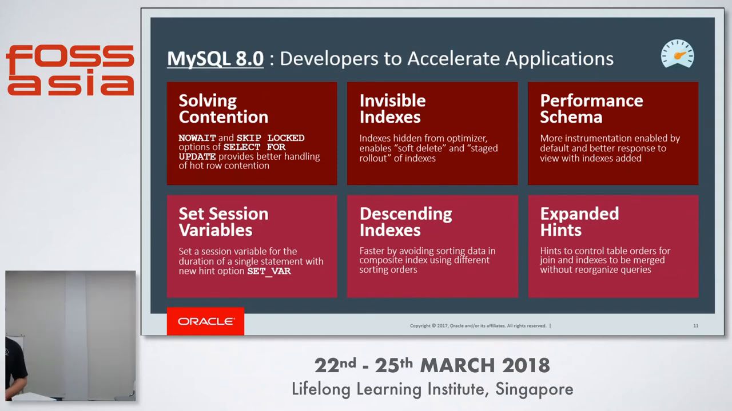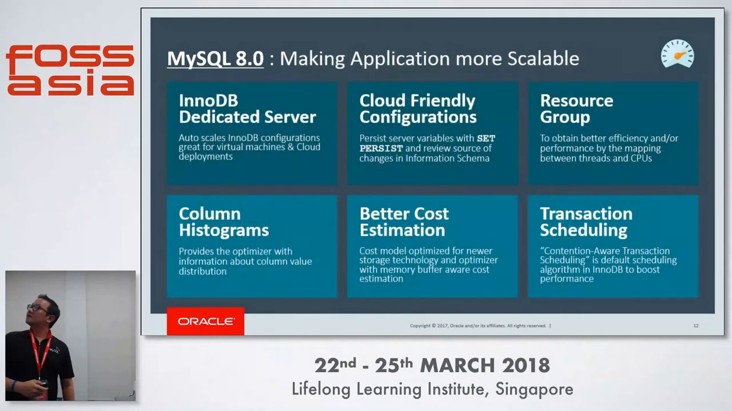Expanded hints, we put more ability on the hint side. Histograms, we add more histograms. We add histograms in the performance schema. Better cost optimization, optimizers: we actually improved the optimizers. Tomorrow there is going to be a detailed talk about the optimizer. Transaction scheduling.